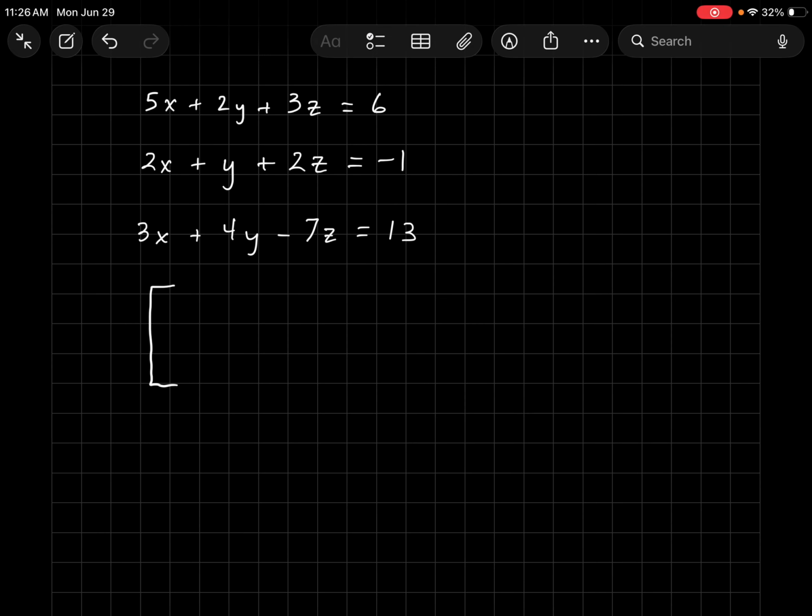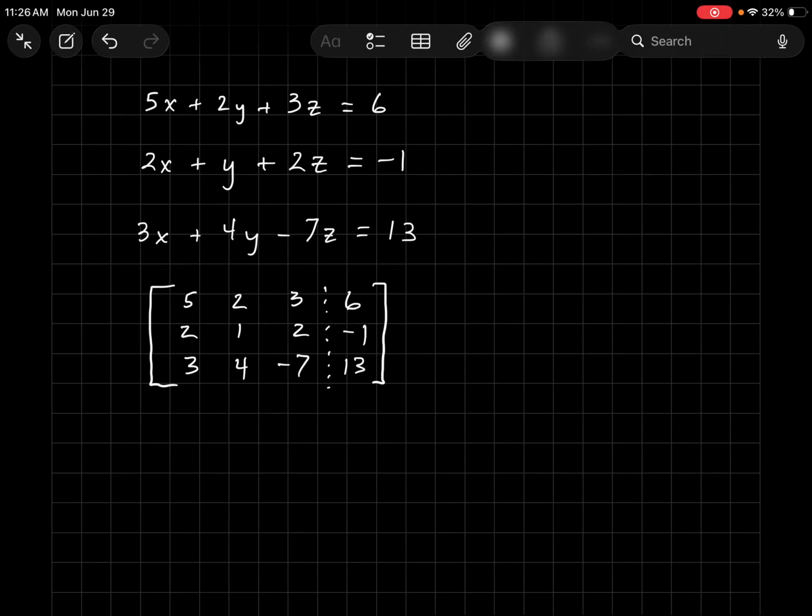I'm going to do this one quickly because I think you understand it. I would have 5, 2, 3, and then I like to put the dashed line for my equal sign, and then 6. Second row, I would have 2, 1, 2, -1. And the final row would be 3, 4, -7, 13. Very simple.